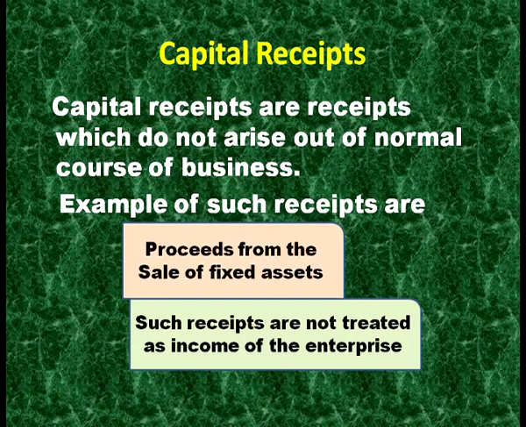Now, let us see about capital receipts. Capital receipts are receipts which do not arise out of the normal course of business. For example, proceeds from the sale of fixed assets. Such receipts are not treated as income of the enterprise. If you see the proceeds from sale of fixed assets, we do not sell our assets again and again. Once in a while, when they need replacement or they have become obsolete, only then we sell such assets and some money is received. That kind of money which we receive once in a while is called a capital receipt.